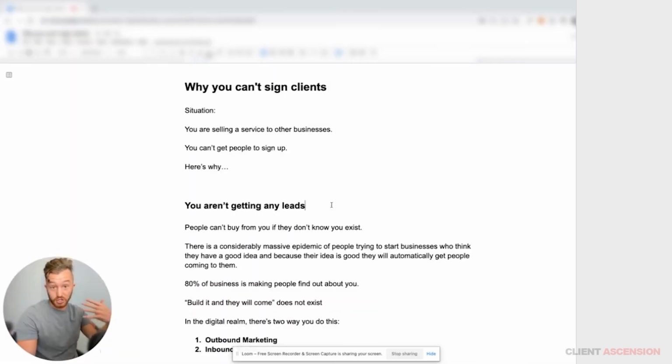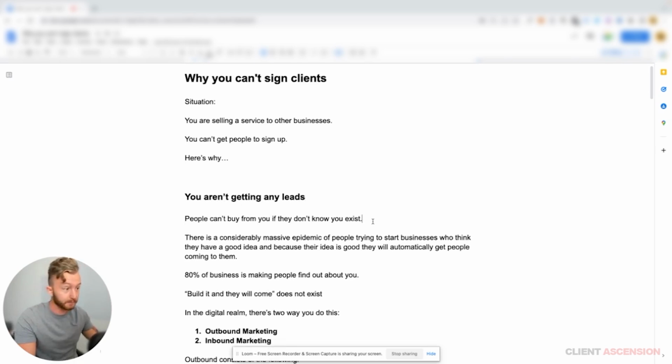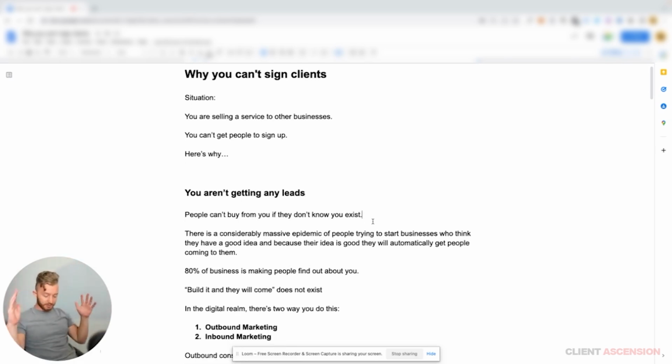The first one is that you aren't getting any leads. This should be clearly obvious to you, right? People can't buy from you if they don't know you exist. There is a considerably massive epidemic of people trying to start businesses who think they have a good idea, and because their idea is so good, people will automatically find out who they are and then start coming and buying from them, right? You don't just make a website and then bam, traffic comes to it. That does not exist. That is not a thing, right?